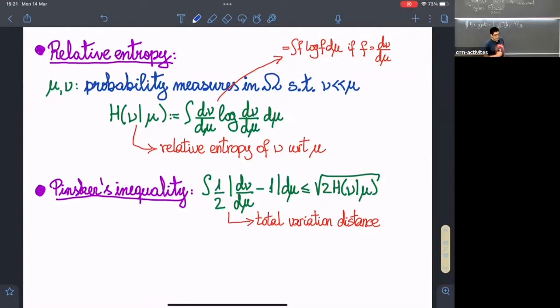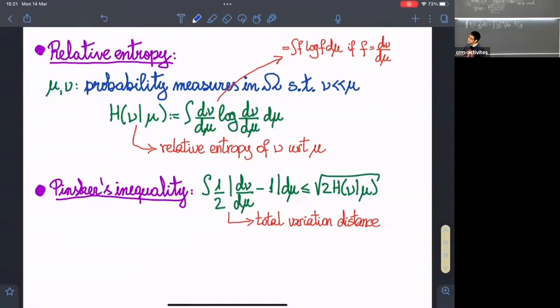So let's go to the definition. It's just the formula there. It's the integral of f log f, where f is the density between these two probability measures. For simplicity, I am assuming that nu is absolutely continuous with respect to mu. In that case, the density is well defined. And then you can compute this integral, which is finite because, remember, omega is finite, so everything is well defined.